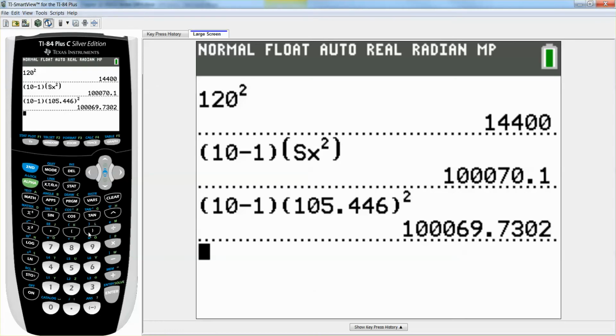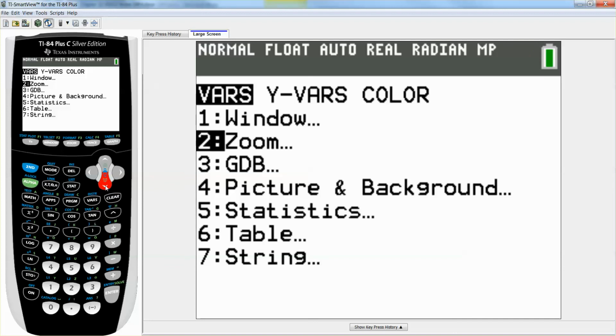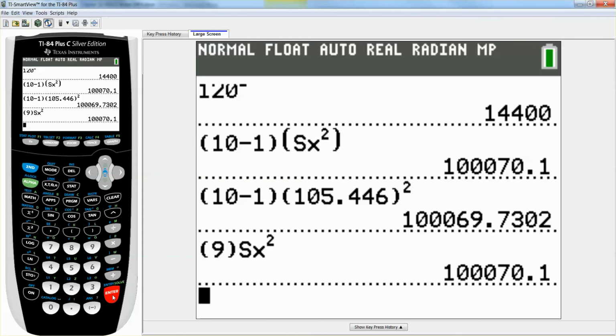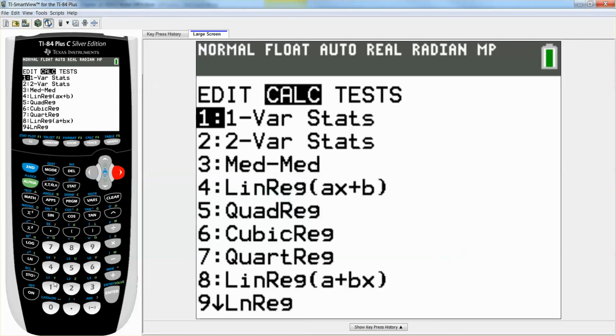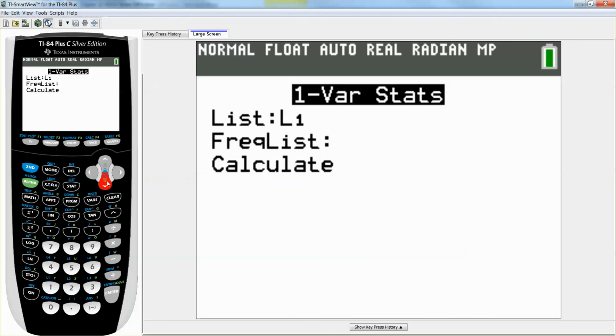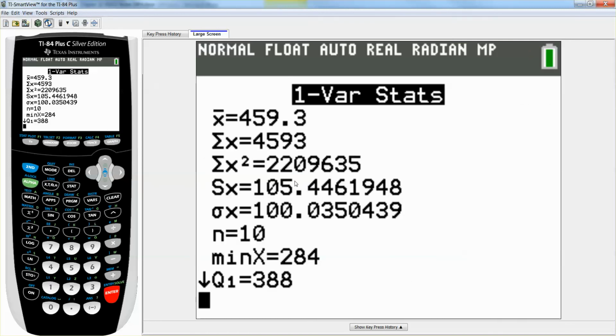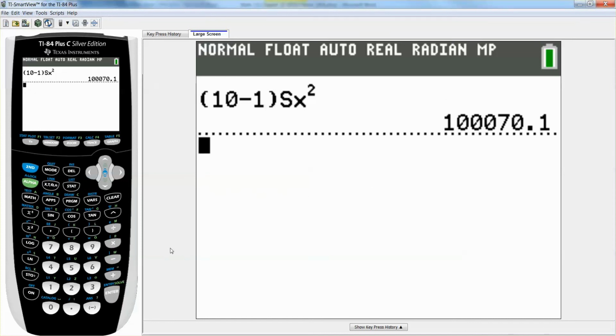I went to stat, so 10 take away 1, or you could just say 9. It's fine. 9 times, and then I did variables, number 5, which is statistics, then number 3, which is SX, and I squared it. Remember, this only works because I've already run one variable stats here. It memorizes, if you will, the last time it ran it. So it knows that that's 105.446.